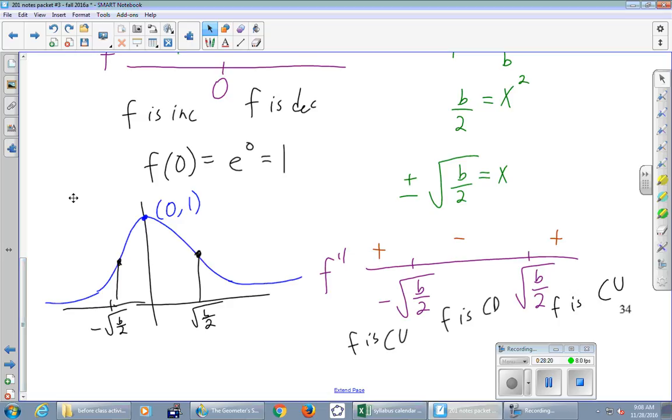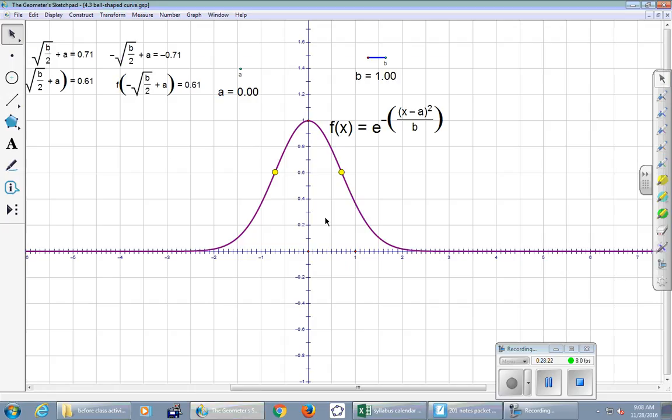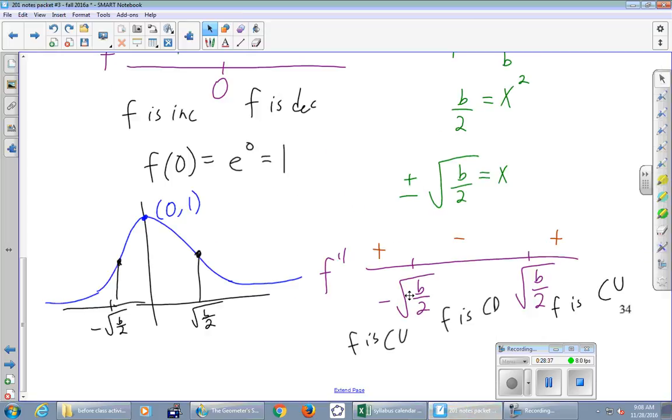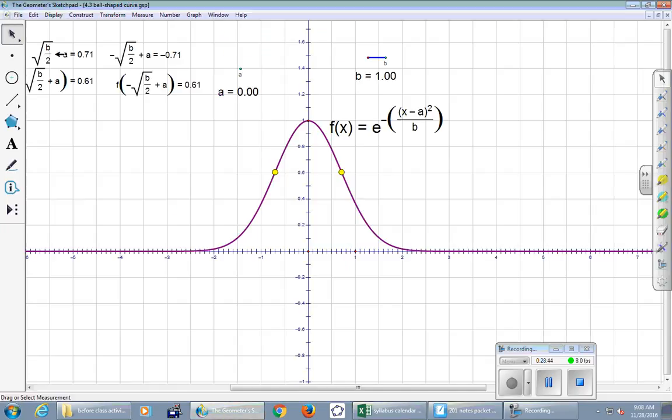Okay, so one quick look at Sketchpad here. This thing is the original function. At the moment, I've got a equal to 0, so we can ignore that part. And b is equal to 1 right now. If b is equal to 1, that means my inflection points are at root 1/2 and negative root 1/2. And so that is here. Root 1/2 is 0.71 and negative 0.71. Concave up, concave down, concave up, increasing until 0 and decreasing the rest of the way.